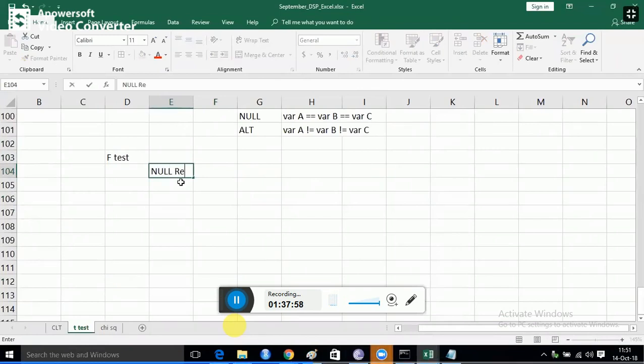So, null rejected, meaning the alternative is true, variance is high. Variance is unequal, which implies the F value will be high. Why will the F value be high? Because you look at the formula, right? Between groups by within groups. Hence, F test is passed.